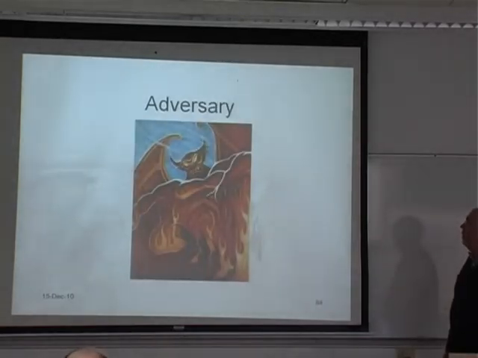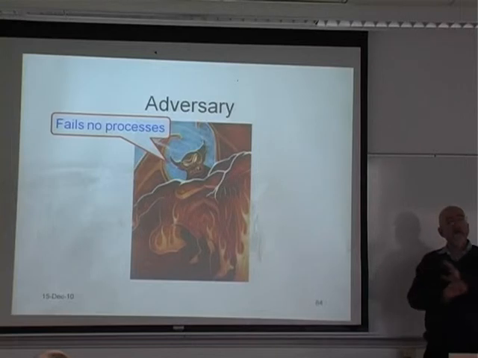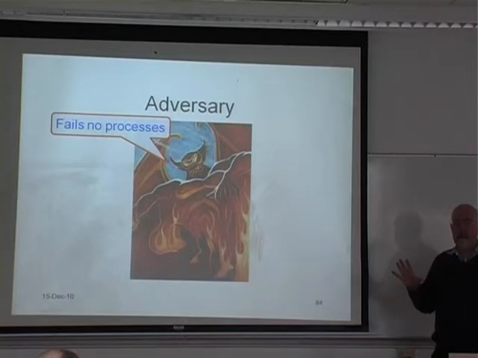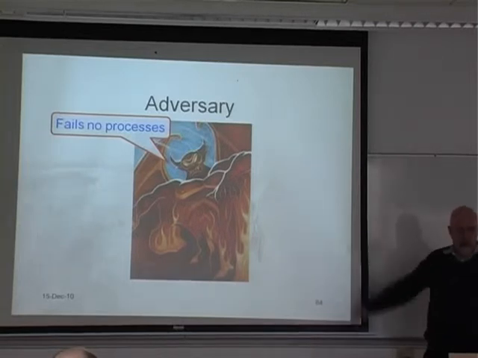Okay, so what does the adversary do here? What is our failure model? Well, we're going to look at an adversary that never actually fails a process. The adversary could fail a process, so our algorithm has to work if the adversary fails a process, but we're only going to look at executions where it never fails a process, but it can delay them.